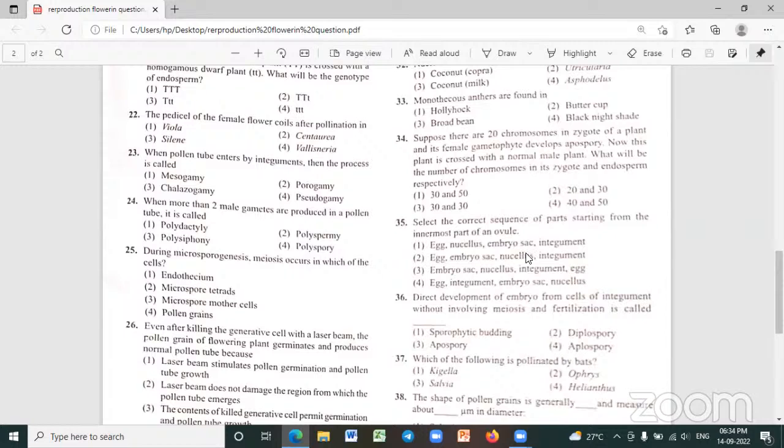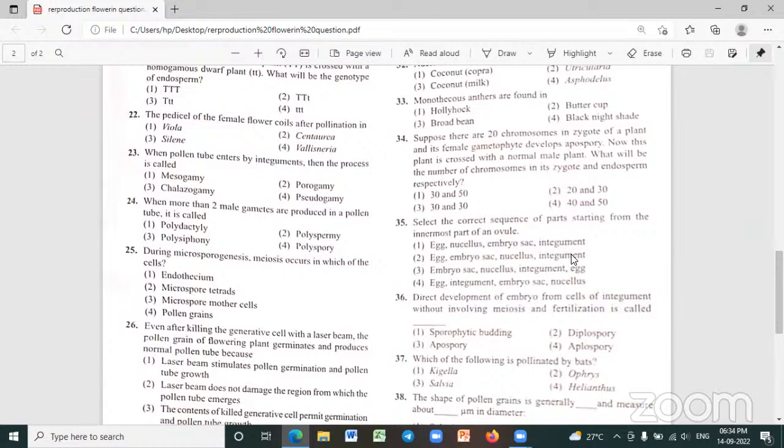Egg, embryo sac, nucellus, integument. Here the other option with embryo sac is not possible. Egg, okay, integument is the last one, isn't it? So that's why the second one is the correct one. 35th question: egg, embryo sac, nucellus, integument. If considered from outer to inner side, it is integument, nucellus, embryo sac, and egg. Like that, you have to calculate, then only it will be better for your understanding. Sometimes they may ask you to consider from the outside to inside, sometimes from inside to outside.